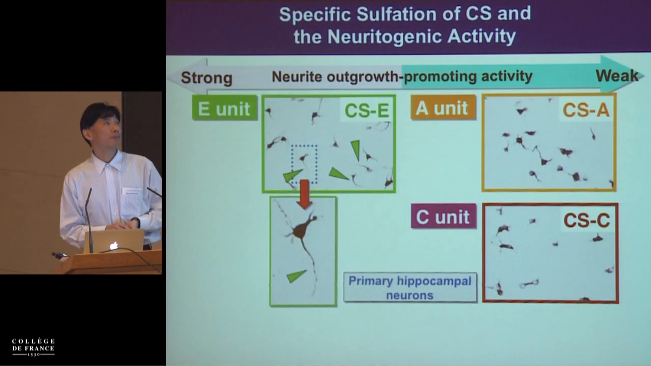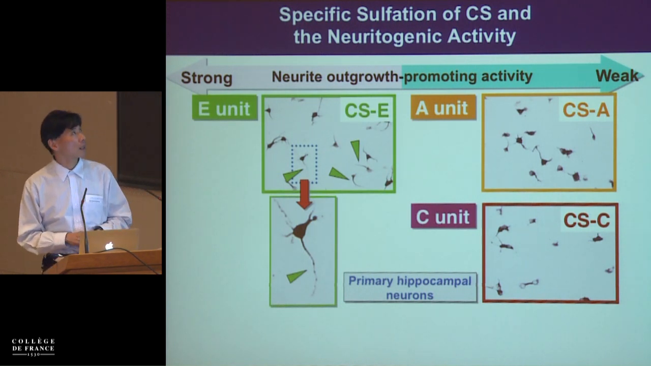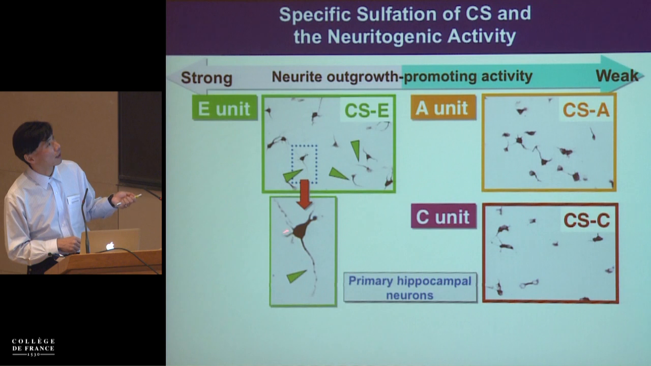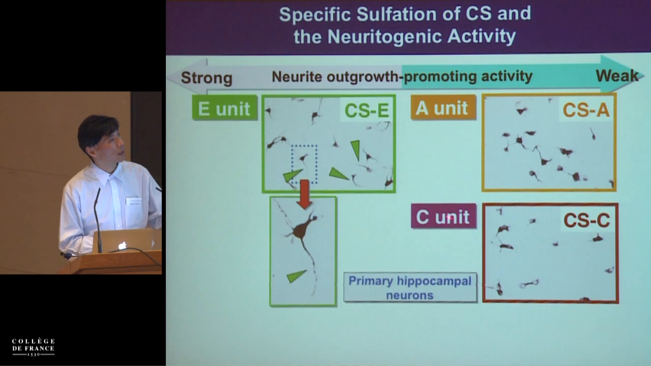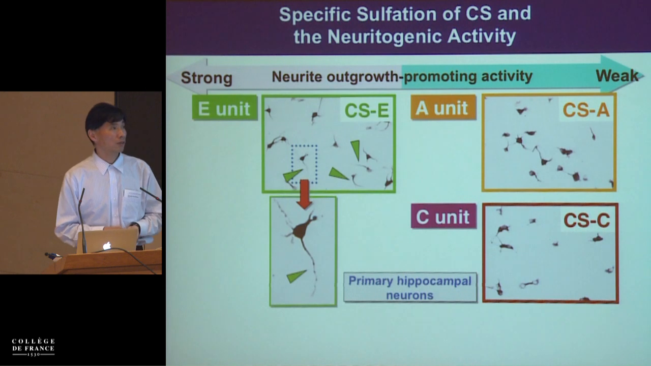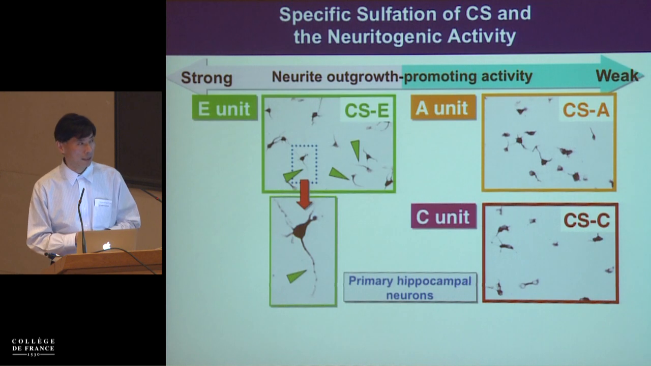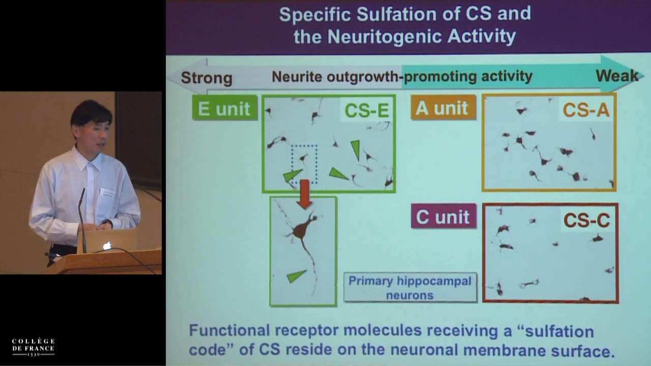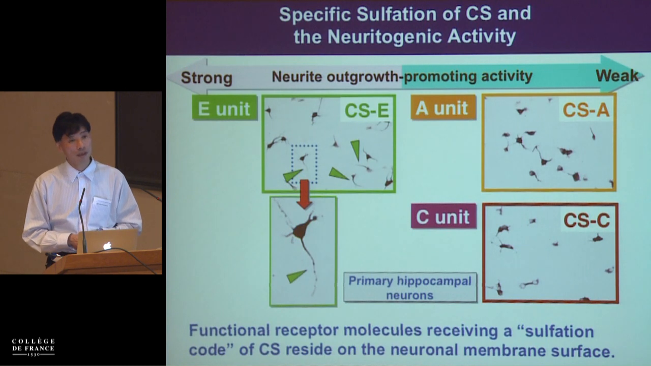So we previously reported that chondroitin sulfate E, which is a predominantly disulfated disaccharide E unit, possesses a strong neurite outgrowth promoting activity toward hippocampal neurons. In contrast, CSA or CSC, rich in A or C unit respectively, showed no or weak neurite outgrowth promoting activity. So we thought that the functional receptor molecules receiving a sulfation code of chondroitin sulfate reside on the neuronal membrane surface.